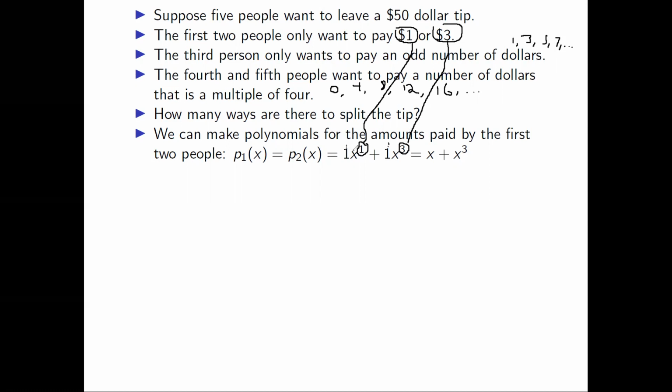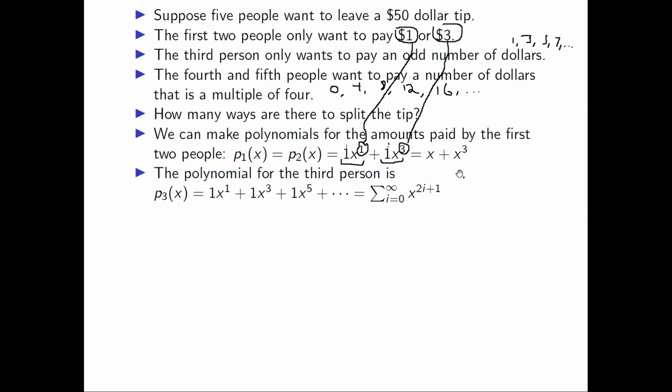All the other coefficients for person 1 and person 2, so the x to the 0 coefficient, the x squared, x to the 4th, x to the 5th, and so on, all of those are 0 because there's no ways that person 1 or person 2 is willing to pay $0 or $2 or $4 or $5 and so on. The only dollar amounts they're willing to pay are 1 and 3. So the only non-zero coefficients we get are 1 times x to the 1 and 1 times x to the 3. And we can simplify this to x plus x cubed. So that's the same polynomial for both person 1 and person 2. It's just x plus x cubed for both.